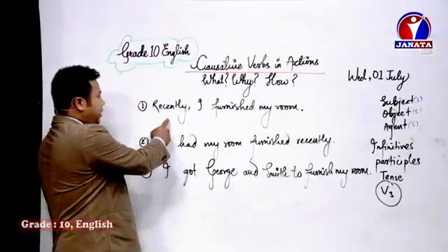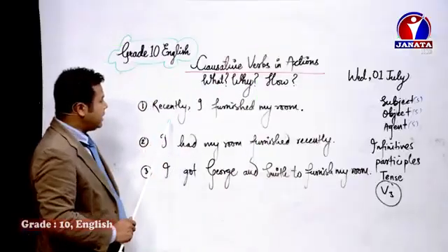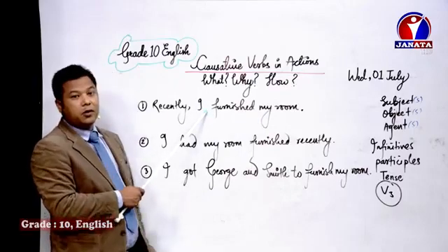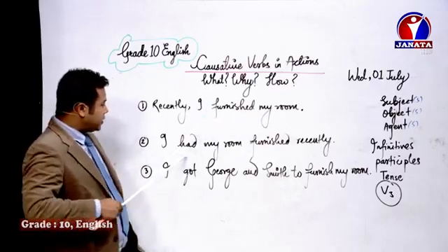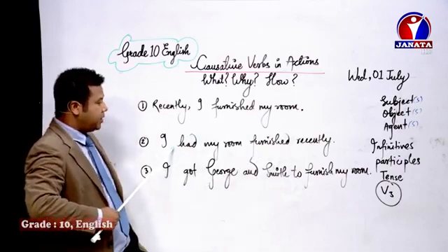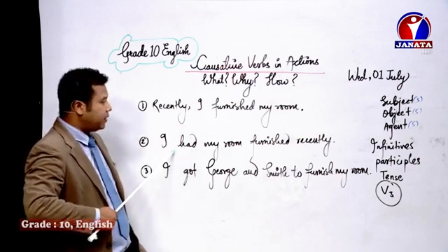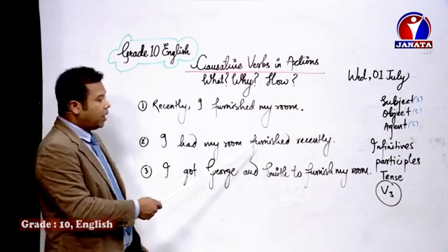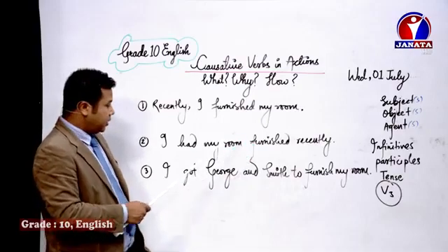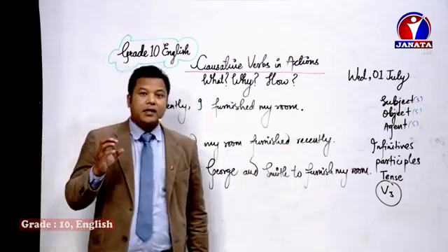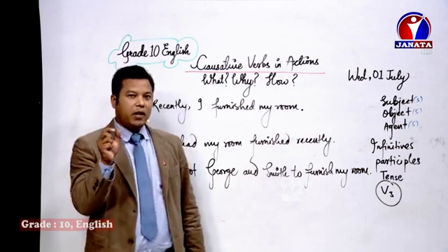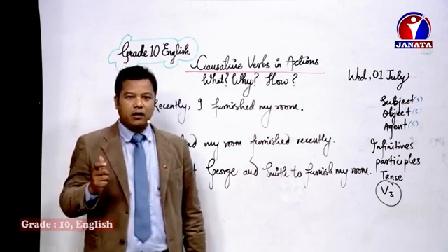Like here, in the first example on the board, just see, recently I furnished my room. I is the subject, and this subject is doing something. But if you go with the second one, I had my room furnished recently. I again is the subject, but here I is not doing anything. We don't know who has done this furnishing work, but we only know that the room is furnished. So, the concept here is to understand how you play your mind in knowing whether the subject is doing the work or not.